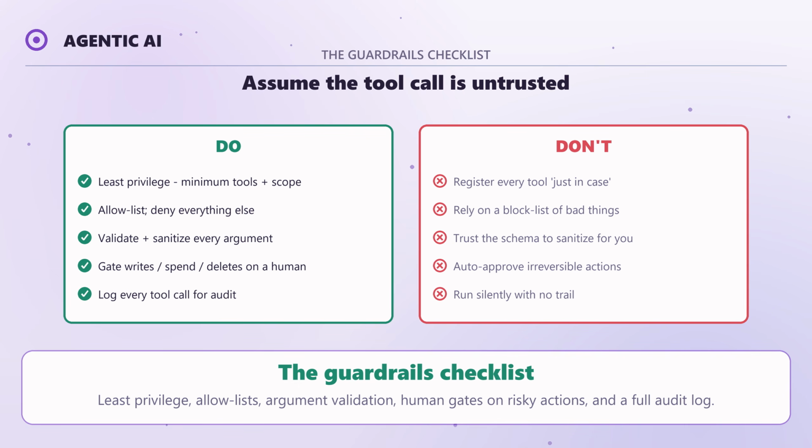Don't. Register every tool, just in case. Rely on a block list. Trust the schema to sanitize for you. Auto-approve irreversible actions. Or run silently with no trail.